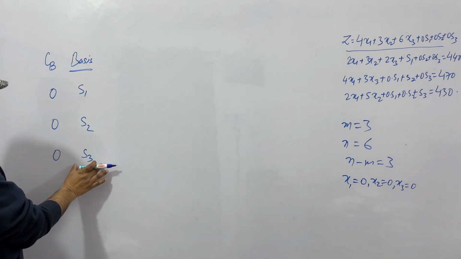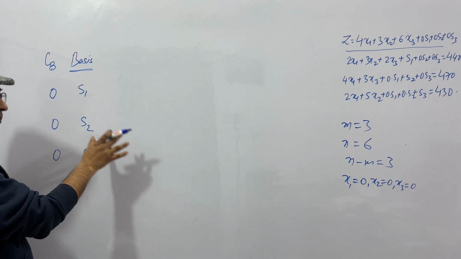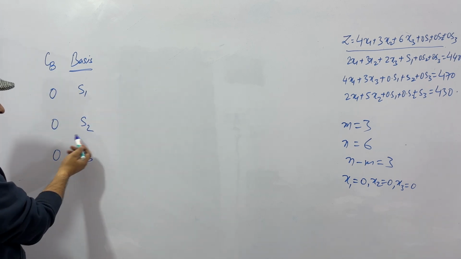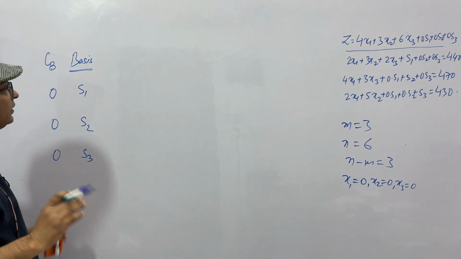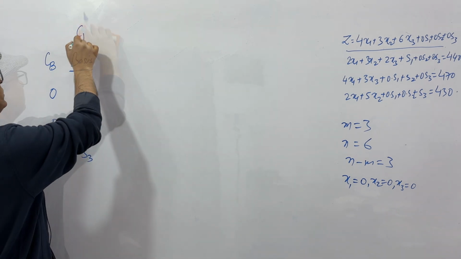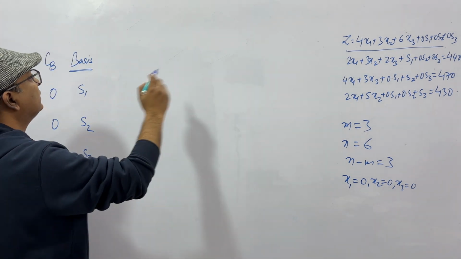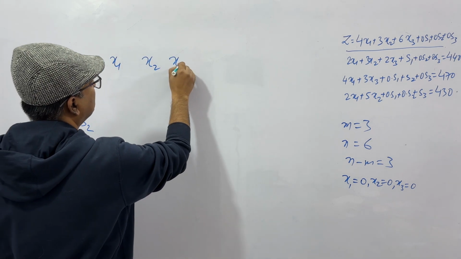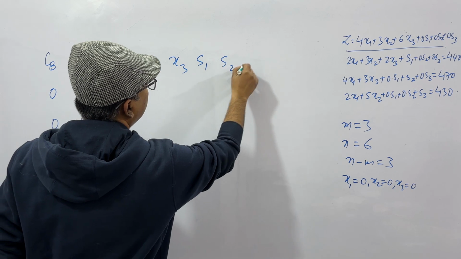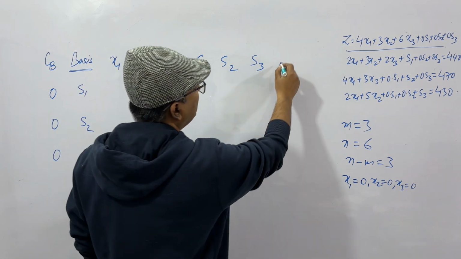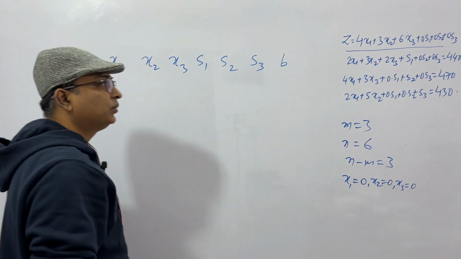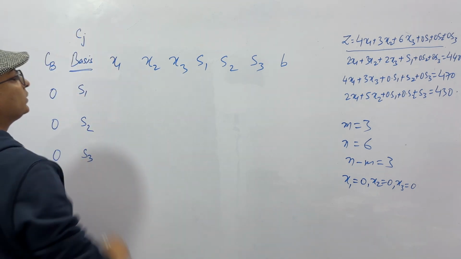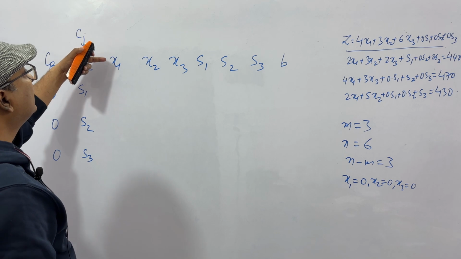Clear? Basis is the basic variables that we have taken, and CB, this column has the coefficients of these basic variables in the objective function. Clear? Then we write here Cj. Then we write the variables x1, x2, x3, s1, s2, s3, and we have b. B is the right side, 440, 470, 430. Okay? And here we have a row which is called Cj, small cj.